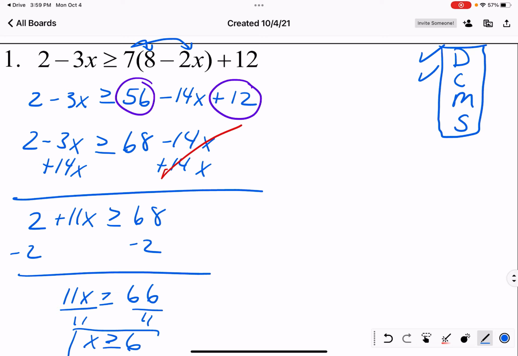Okay, so that's the first part. The second part is presenting this in interval notation. So we would start at 6. We're going to use a bracket because it's included, because we see the little equal to symbol underneath, and that's going to shoot out to infinity. Okay, so that's our solution set. So there's your inequality, and there's your interval notation.